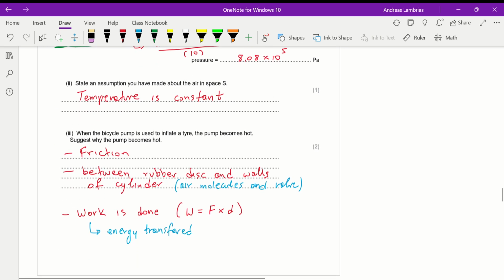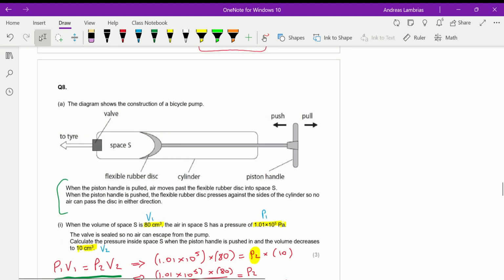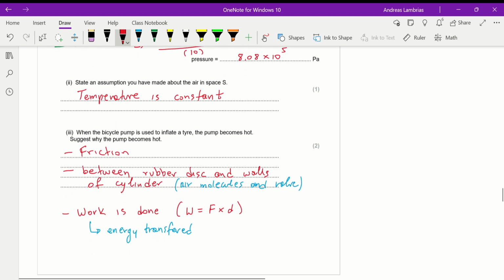So moving on, when the bicycle pump is used to inflate the tire, the pump becomes hot. Now, what is causing that heat is, of course, the friction. As you can see here, there's this rubber disc that moves along the cylinder. Since two surfaces move against each other, there's going to be friction. There can be some friction when the air is going in and out from the valve. This can cause a bit of friction as well. But yes, we mention friction between the rubber disc and the walls.